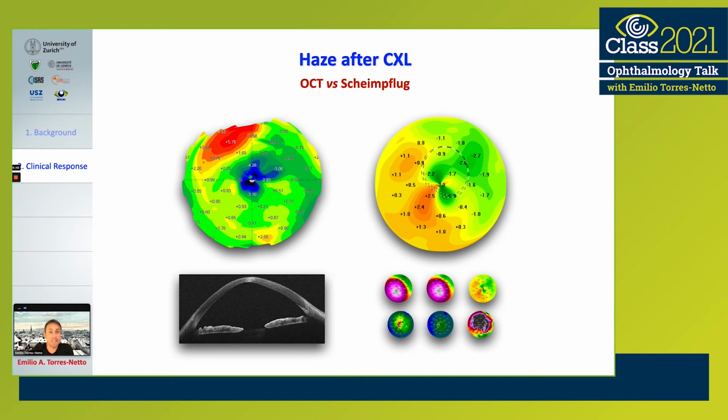That's a question that we've been looking at, and here you see the difference between OCT and Scheimpflug. Here we see how OCT equipment has an advantage in assessing the surface in such cases with corneal opacity. Of course, most of the corneal haze after cross-linking is mild, but in cases in which it is really intense, this can make a big difference.